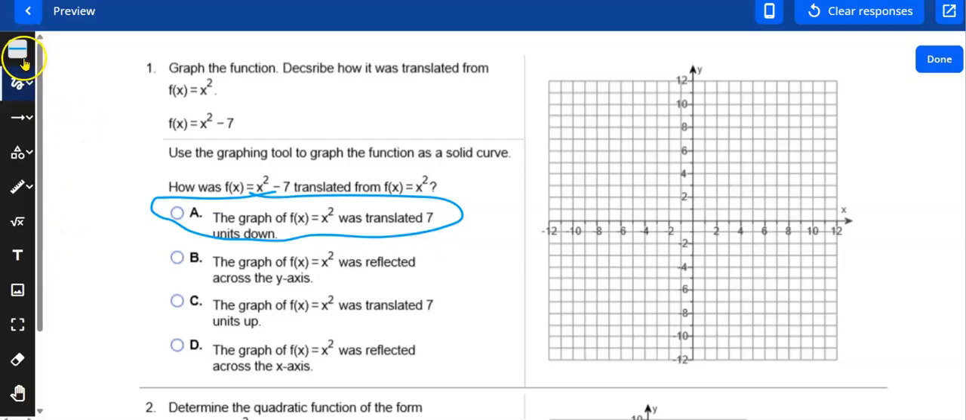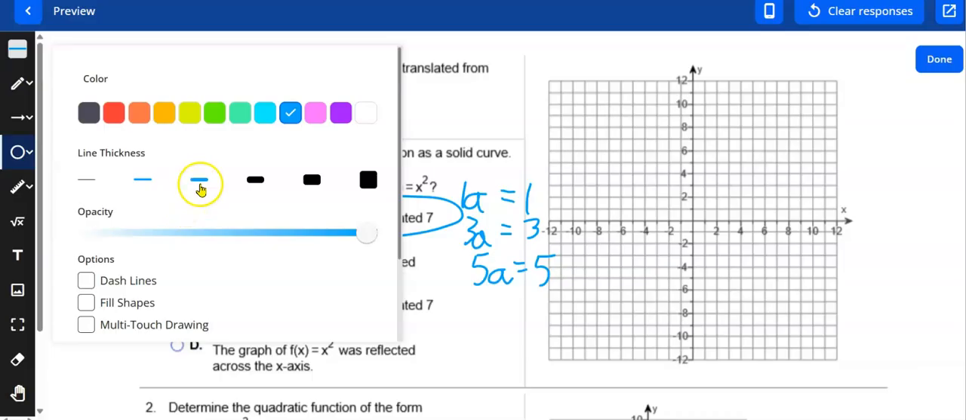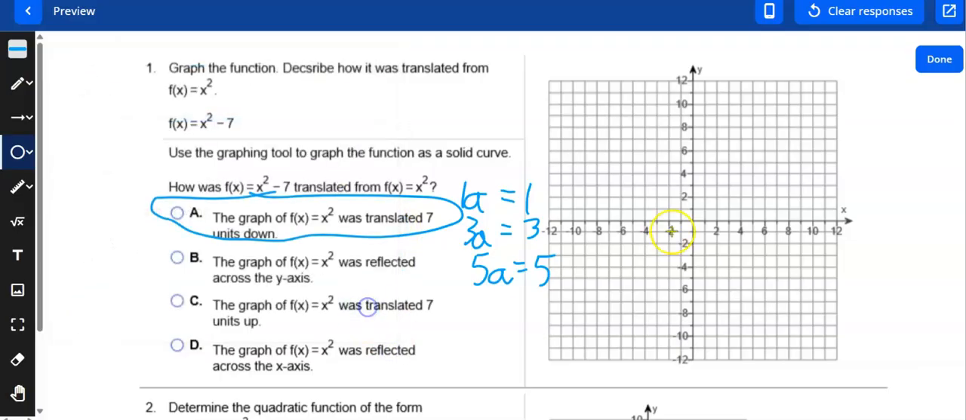And so we also have our 1A, 3A, 5A method of graphing. We know that sometimes the 5A doesn't even make it to the graph. The 1A value here is a 1, and so 3 times that would be 3, and 5 times that would be 5. Okay, so plot some dots here. Down 7 would be here.